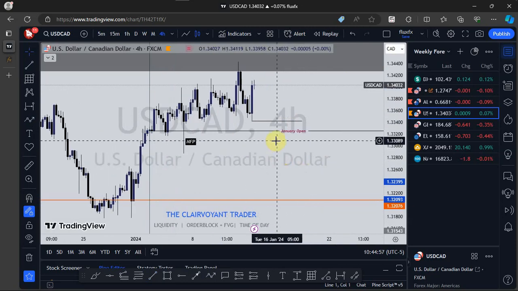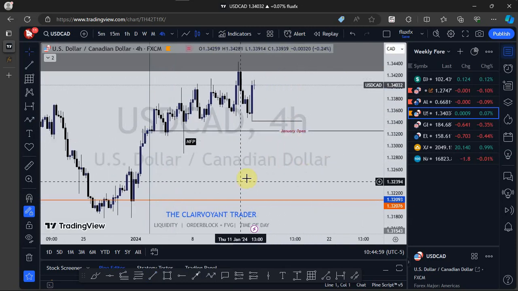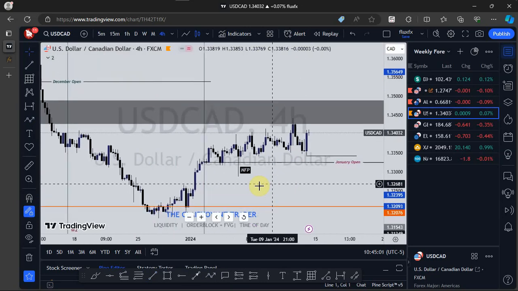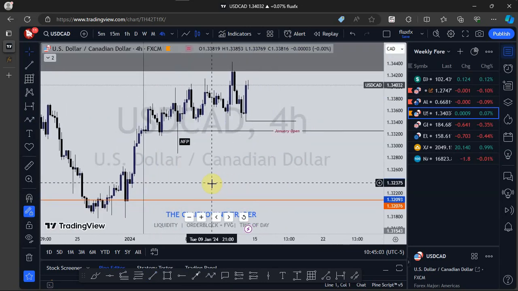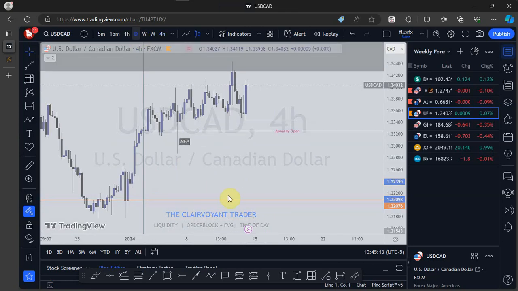Don't forget we are above January's opening price, and that is premium. We are actually in a premium zone at the moment. So as far as USDCAD is concerned, going into next week, I'll be looking to see price pushing to the downside. So that is it for USDCAD.